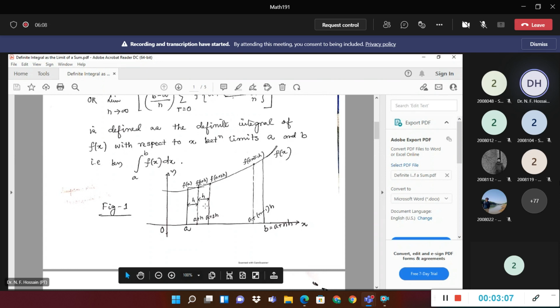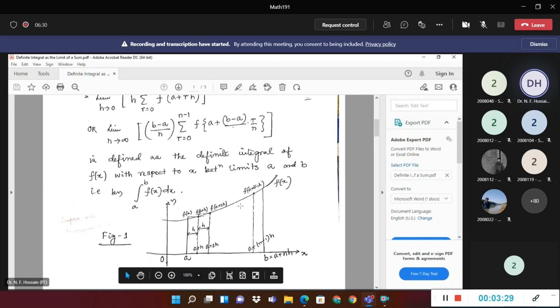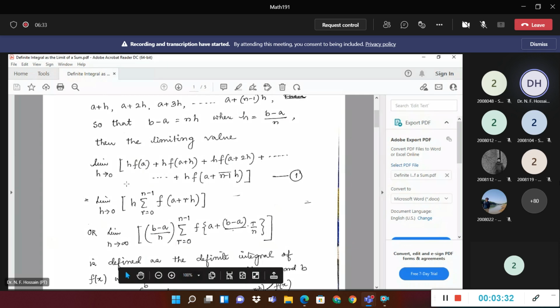Now, if h is big, the rectangle may lie beyond this graph. But if h is very, very small, then all these rectangles will lie within this curve and the x-axis. So if you take the sum of this, where h tends to 0, this sum actually gives you the area of the portion bounded by the curve y equal to f(x), the two ordinates x equal to a, x equal to b, and the x-axis.